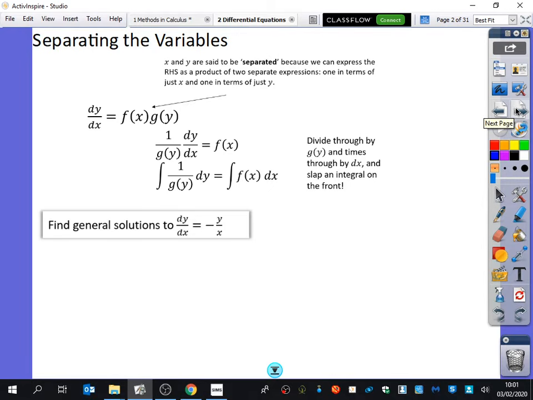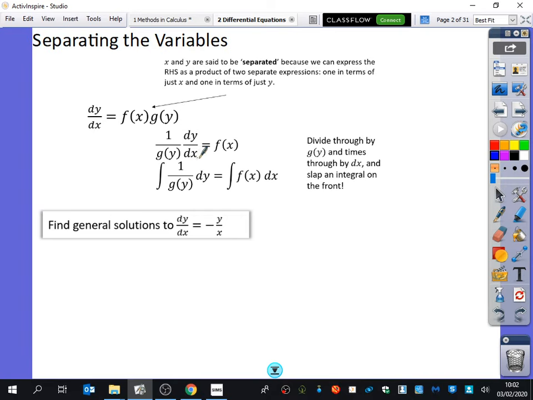So a quick recap of some of the things from regular maths, which is a particular technique that you will have hopefully remembered called separating the variables. So here, if you have that dy/dx is a function in x multiplied by a function in y, you can use this technique. And it says that x and y are said to be separated because we can express the right-hand side as a product of 2 separate expressions, one in terms of just x and one in terms of just y. So we already know how to solve some differential equations by using separating the variables. The way we do this is we would divide both sides by g of y, the function of y.